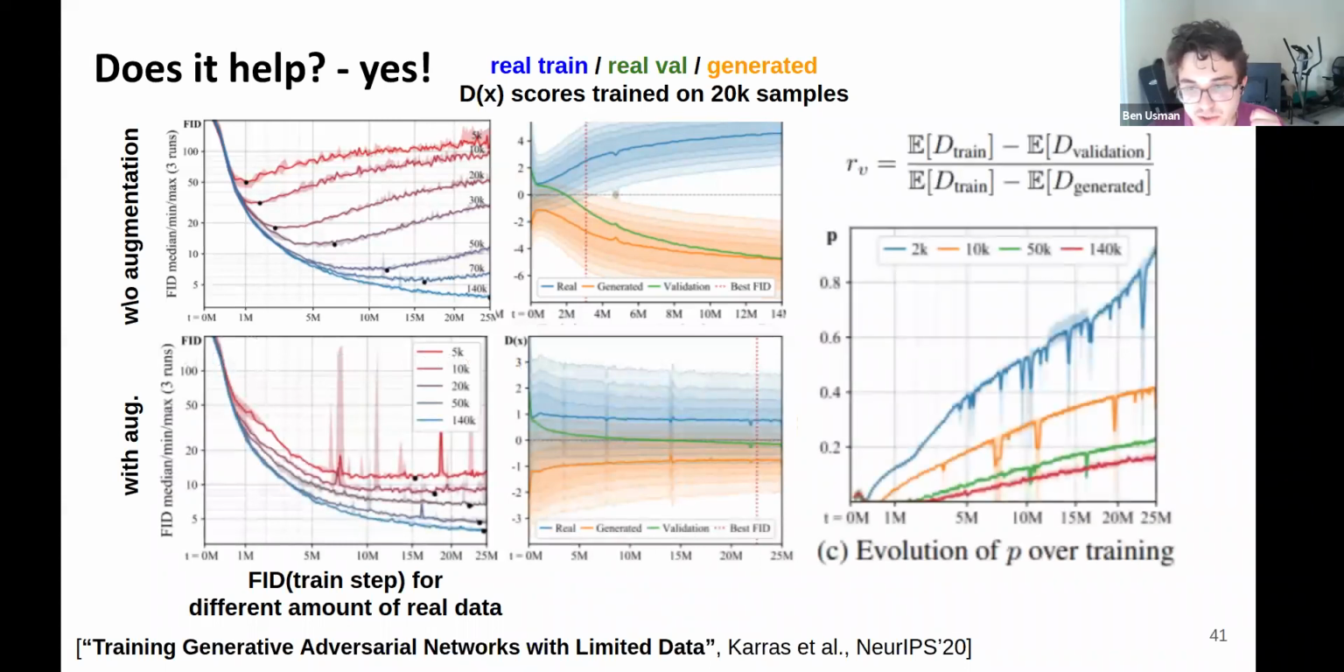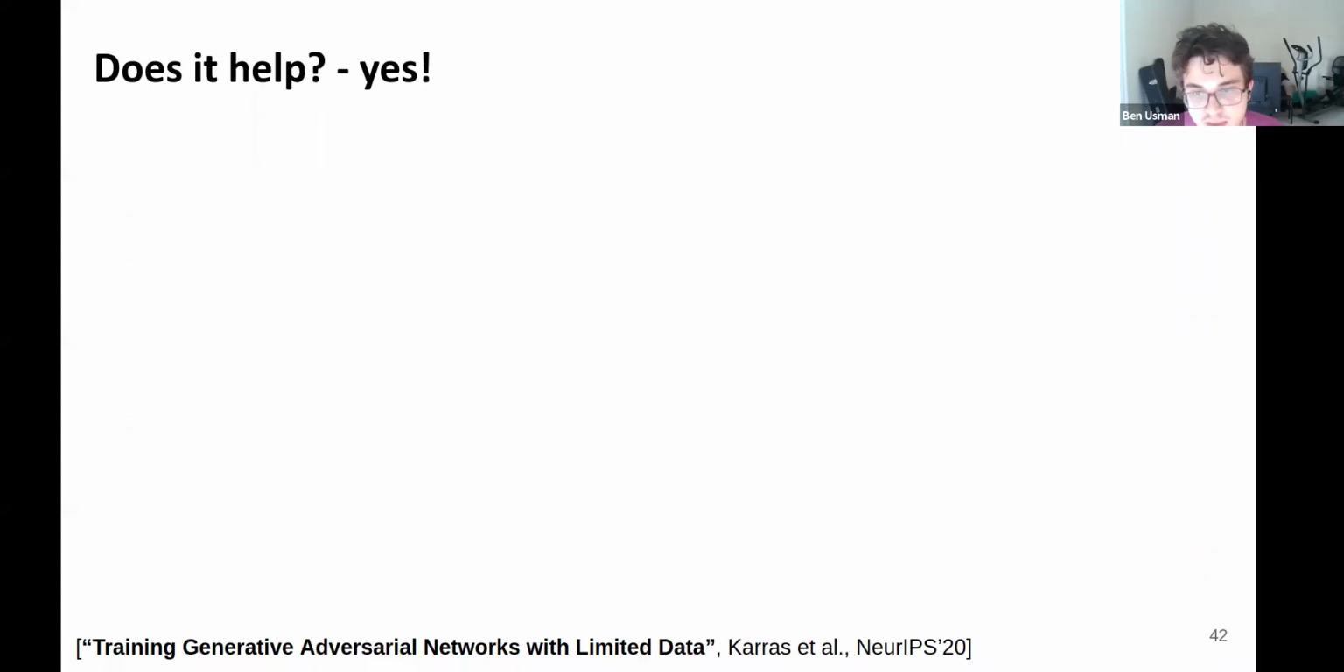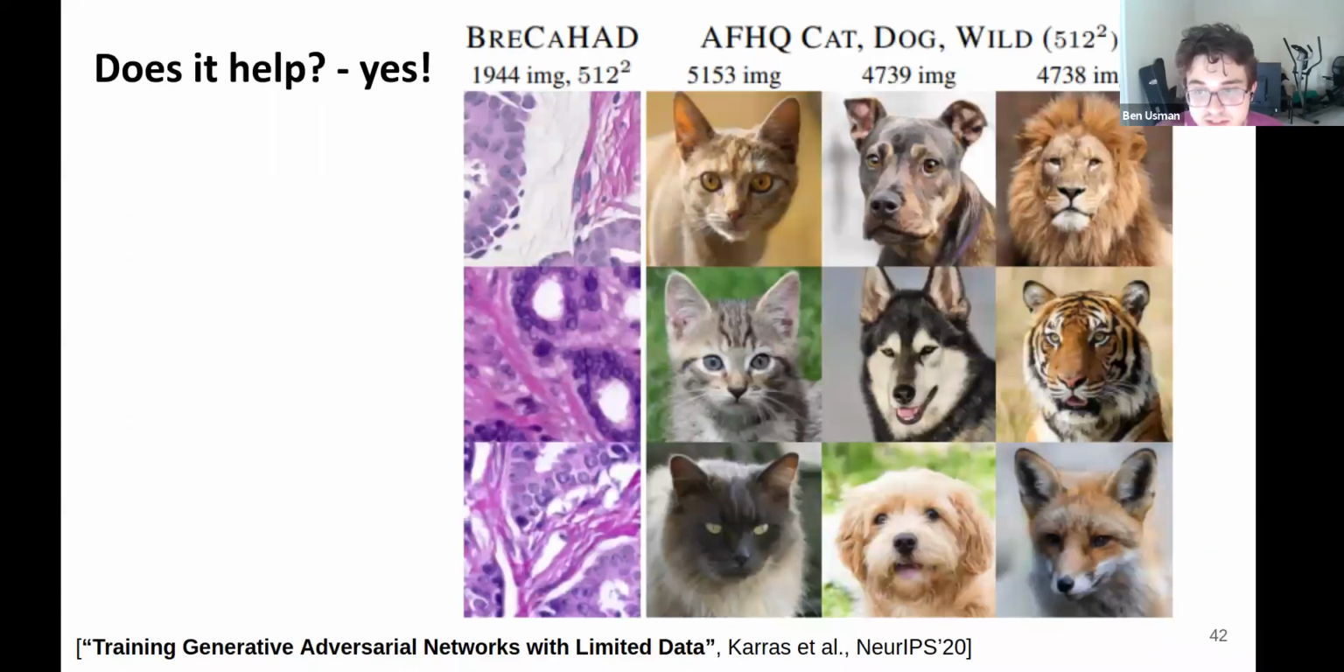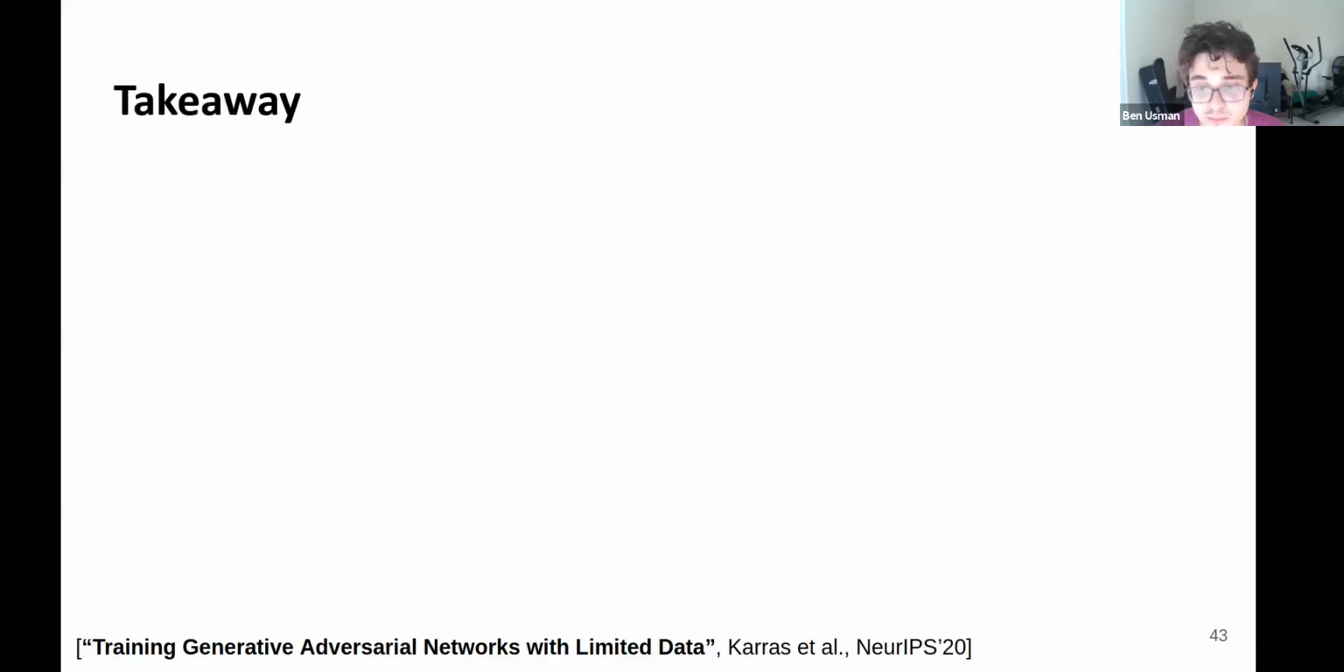As for the specific value of P, the probability of applying the augmentation parameter I introduced on the previous slide, the authors propose a heuristic for adaptively updating it, which essentially suggests to increment it as soon as we detect overfitting by comparing scores on real training images and real validation images. And as a result, they were able to train a high-resolution StyleGAN on just a few thousand real images, which is great.